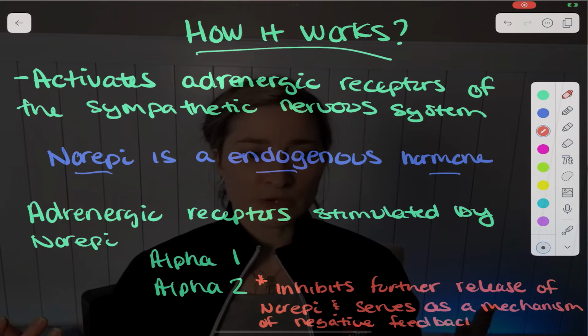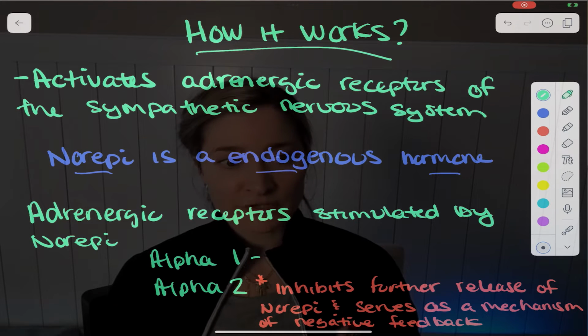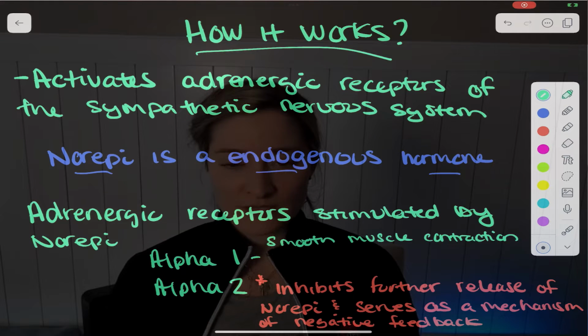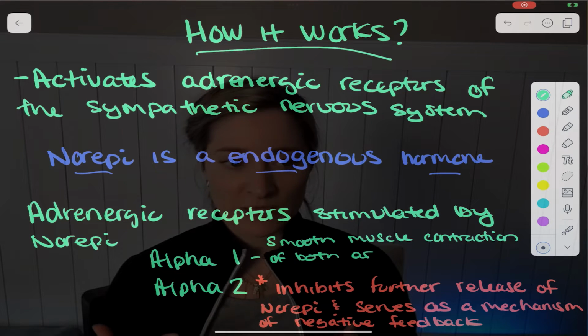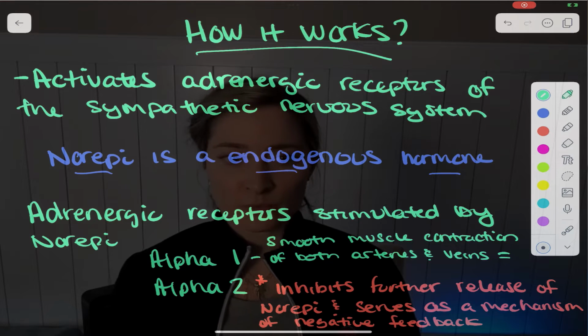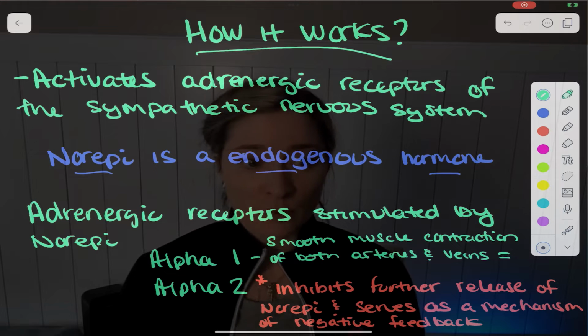Now, alpha-2, it's more just that it inhibits further release of norepinephrine and serves as a mechanism of negative feedback. So that's what alpha-2 does. So again, we mentioned both of them because it does stimulate both. However, alpha-2 is not really where the mechanism of action unfolds. It's more in the alpha-1.